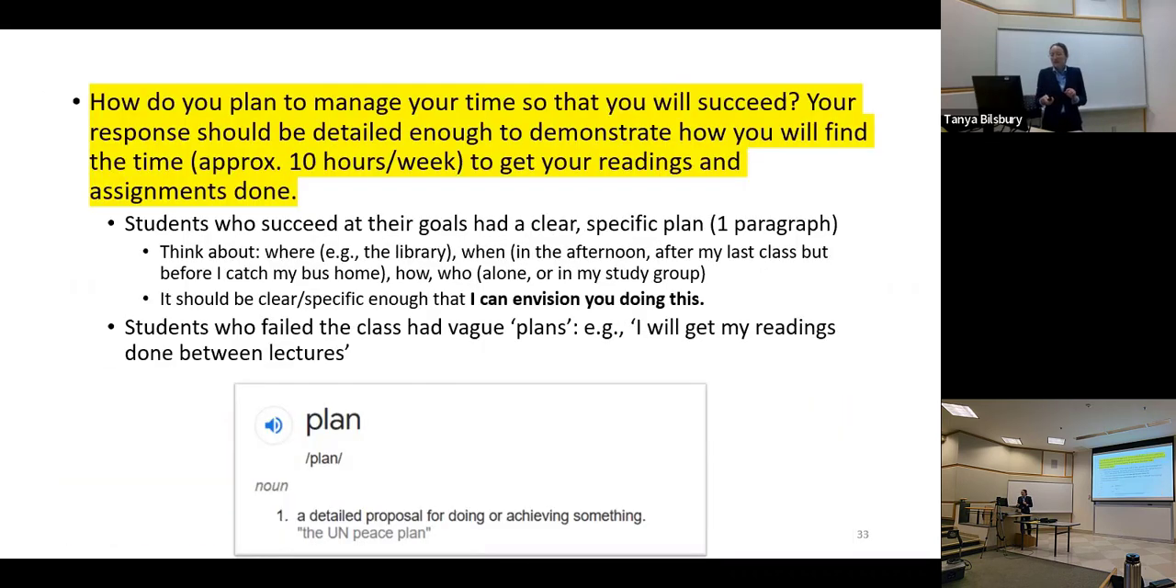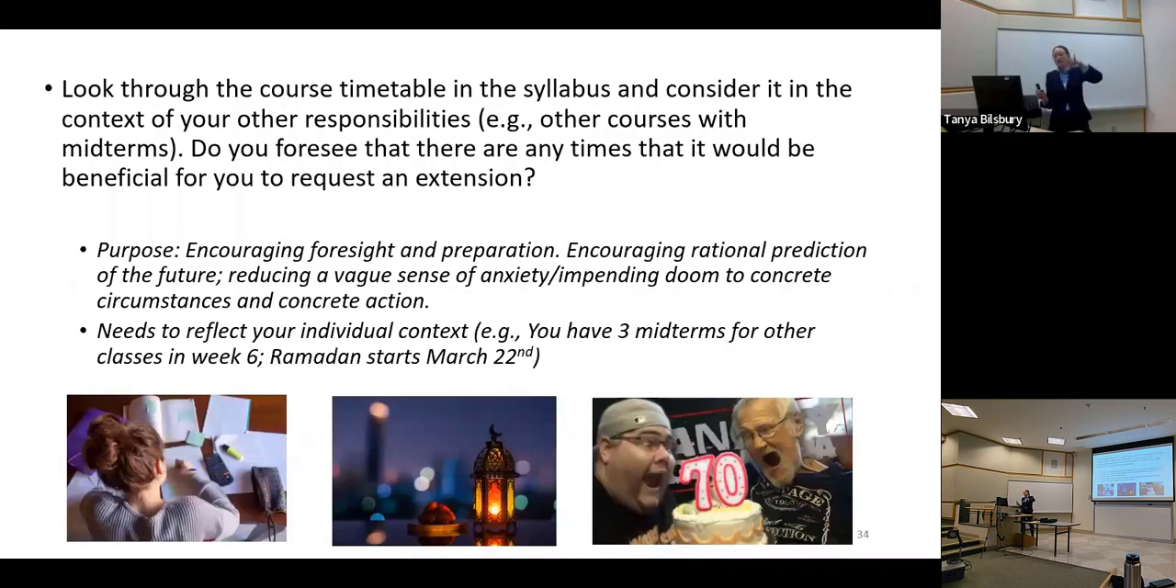The next one is to look through the course timetable and the syllabus and think about it in terms of your other responsibilities. Is there, for instance, a time when you think you might want to ask for an extension? What if there's 1 week when you have 3 midterms? Could be helpful to you in achieving your goals to see that coming up from afar. Maybe you want to ask for, let's say, a religious accommodation around Ramadan. You do all of those things, but let's try to see them coming.